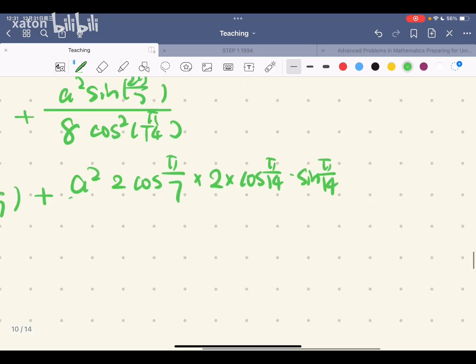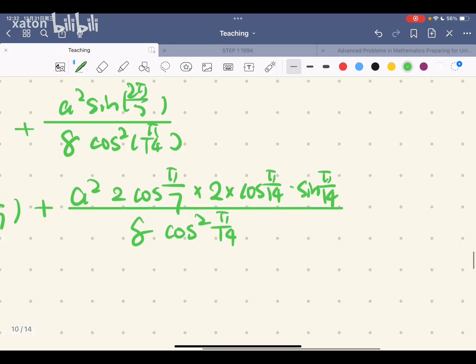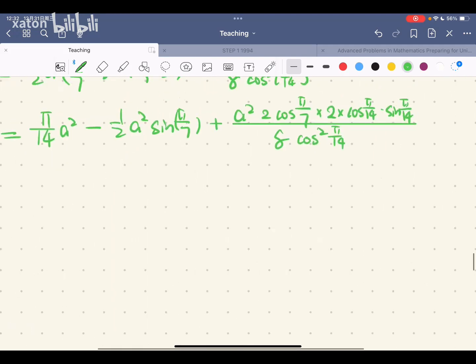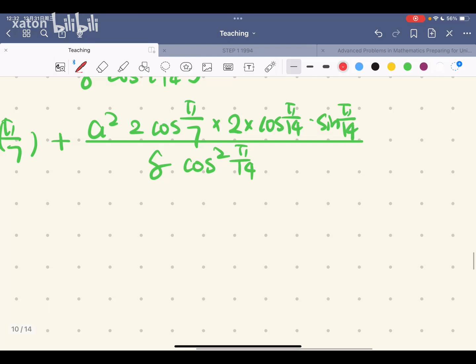Is that correct? 8 over cosine squared pi over 14. So we use the double angle theory multiple times. I hope it works. So for here, we get cosine out.